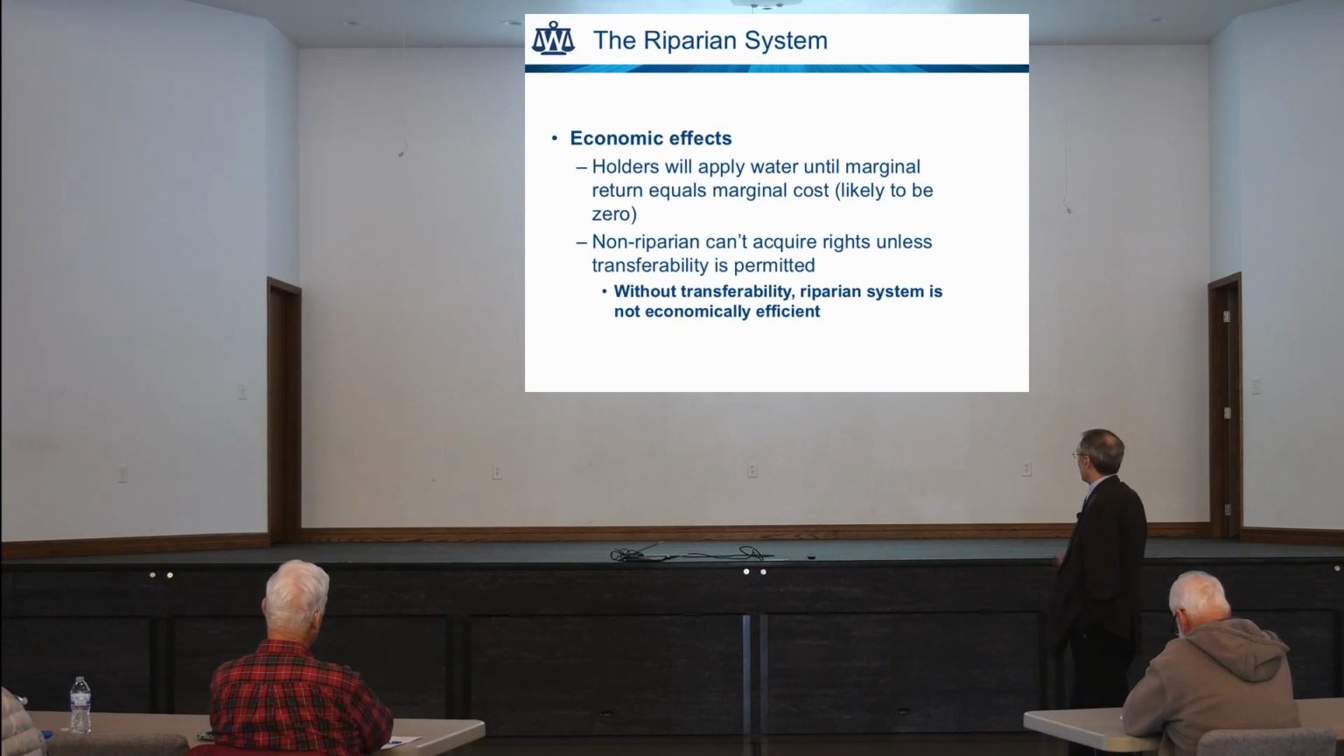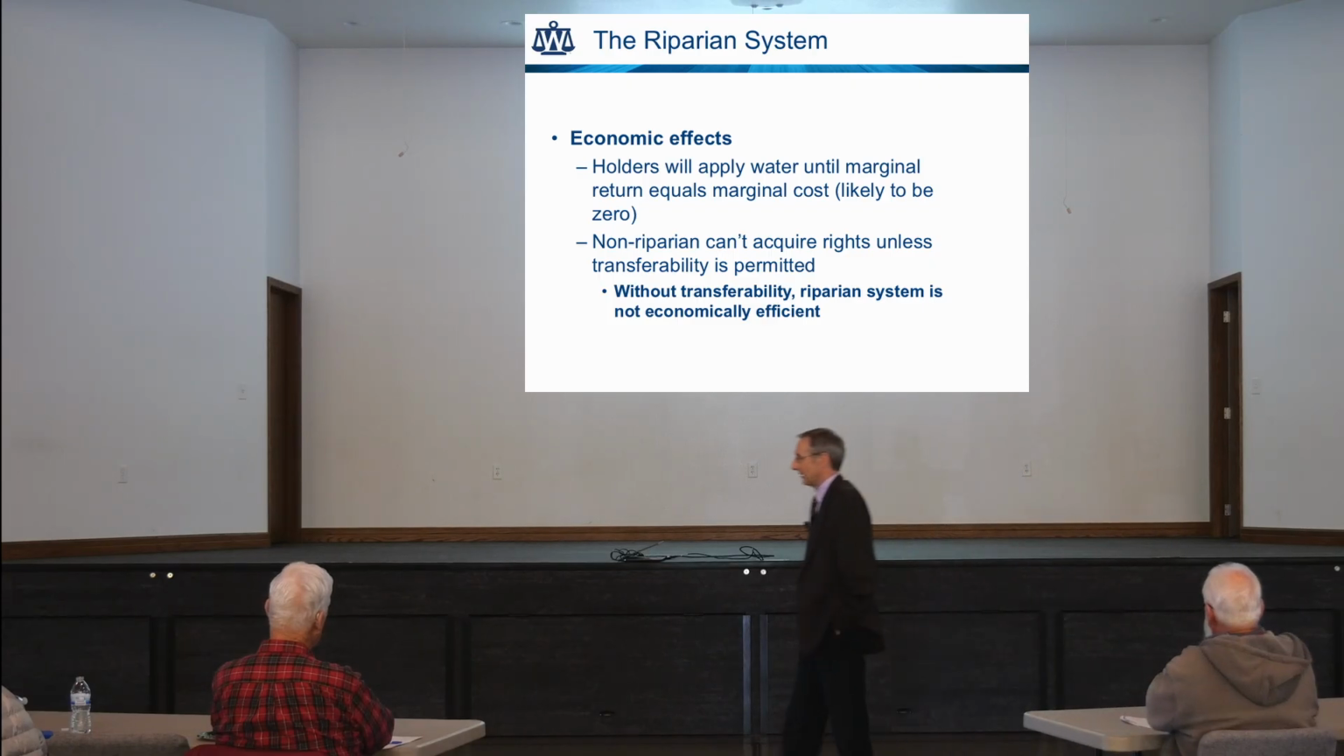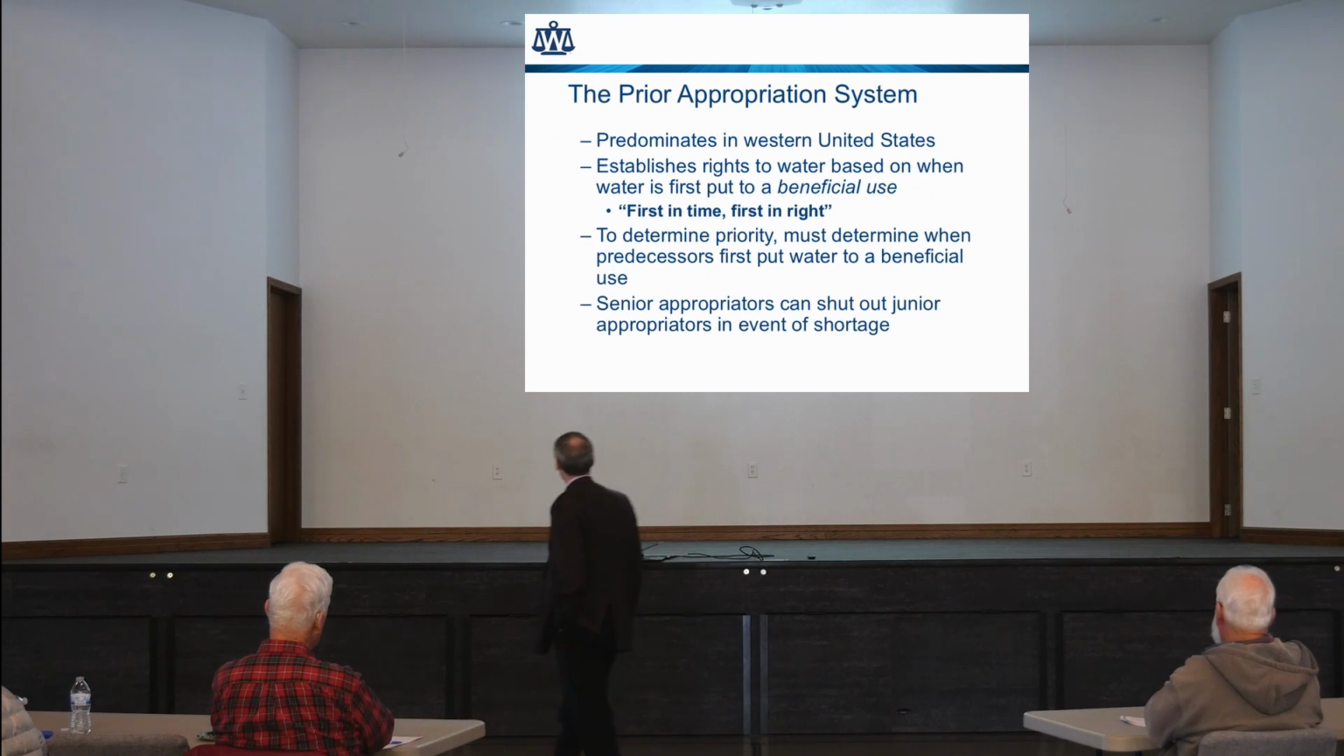Economic effects: holders will apply water until the marginal return equals marginal cost, likely to be zero. Non-riparians cannot acquire rights unless transferability is permitted. Now, without transferability, the riparian system is not economically efficient at all. You have to have transferability of those water rights.